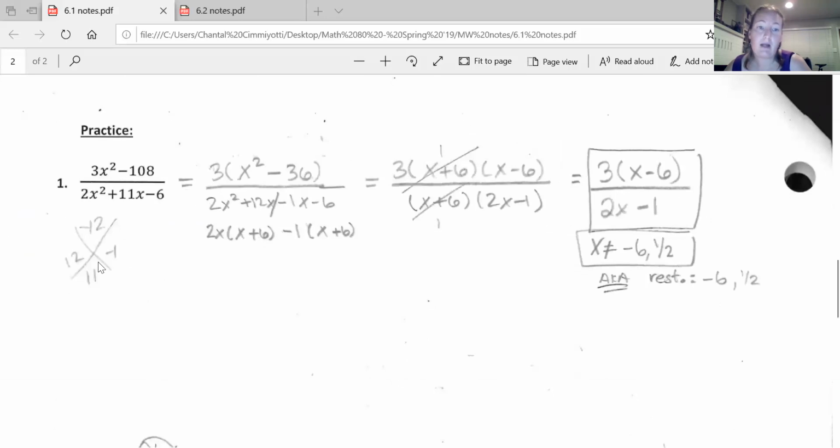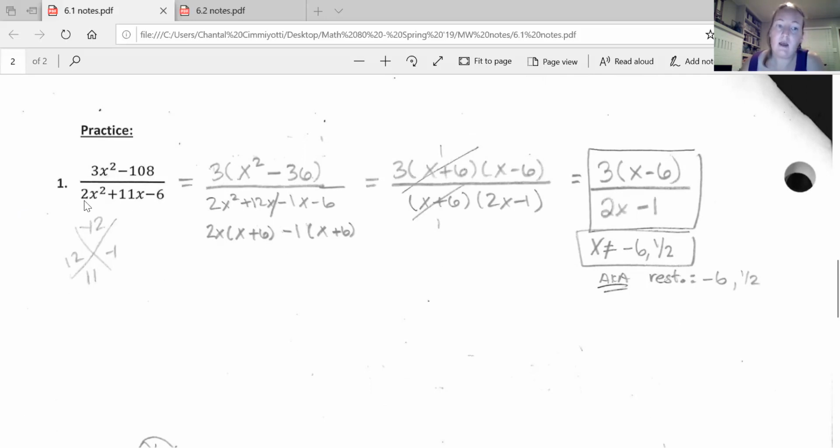So here's a couple more practice problems. A lot of practice with factoring is going on here. So I'm going to go through that and give you a little bit of a reminder about the different factoring as we go through it. Here, there's a greatest common factor of 3, then it's a difference of squares.